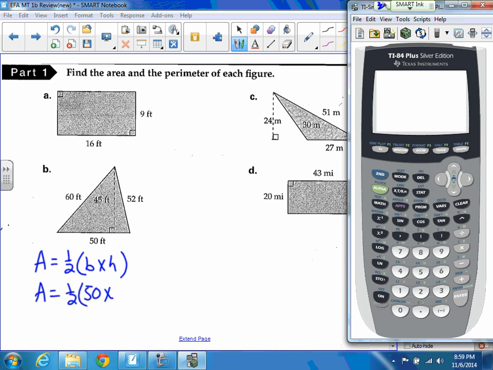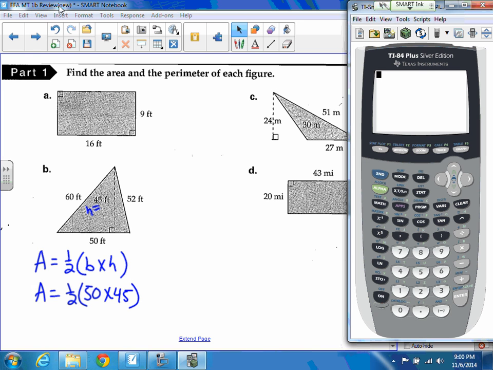Now you got to be careful of the height. Remember, the height goes straight up and down, so make sure you don't use one of the sides. Right here, okay, the 45, that's my height. So I'm going to put the 45 in there.